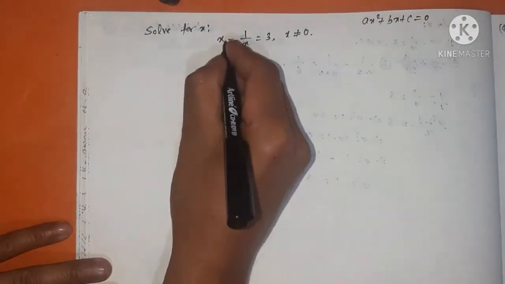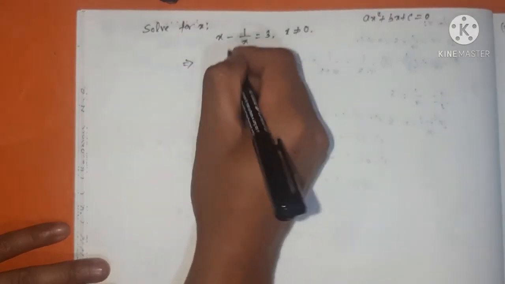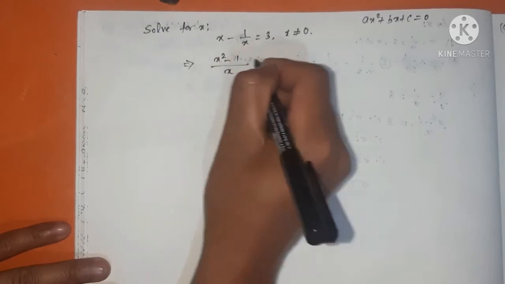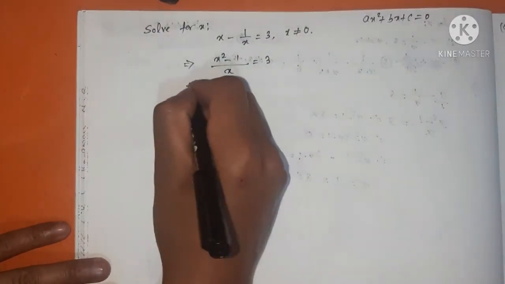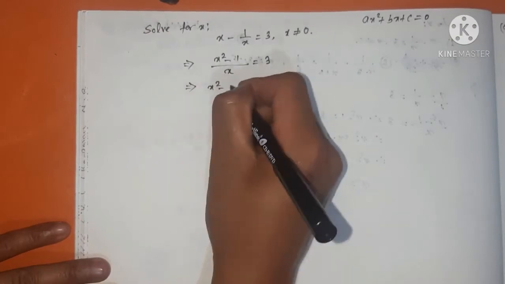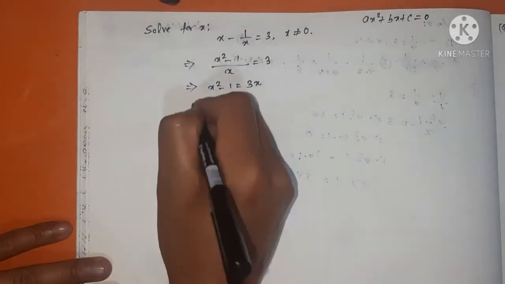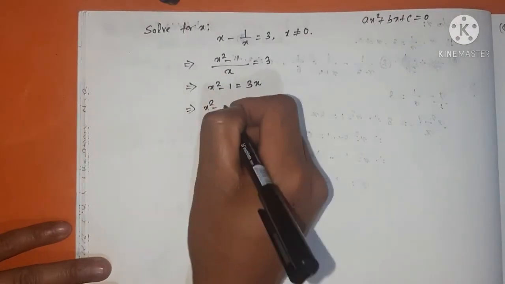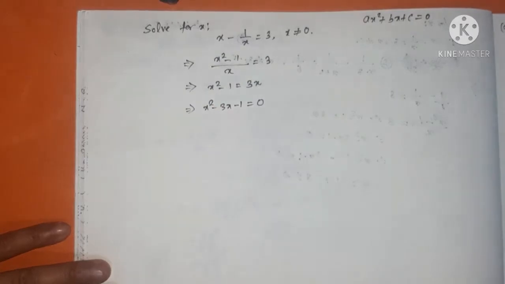So for this equation, if you take x as LCM, this will be x square minus 1 is equal to 3, right? This further gives you x square minus 1 is equal to 3x, isn't it? This implies x square minus 3x minus 1 is equal to 0. This 3x comes to this side, right?